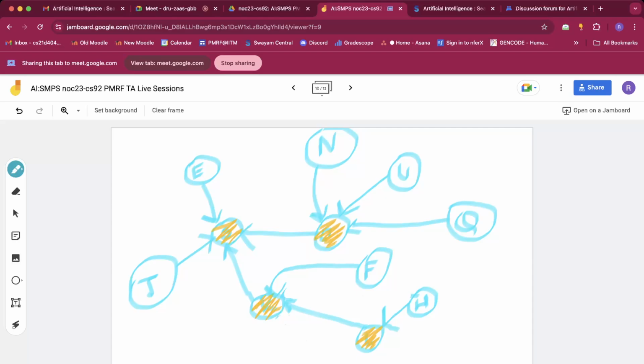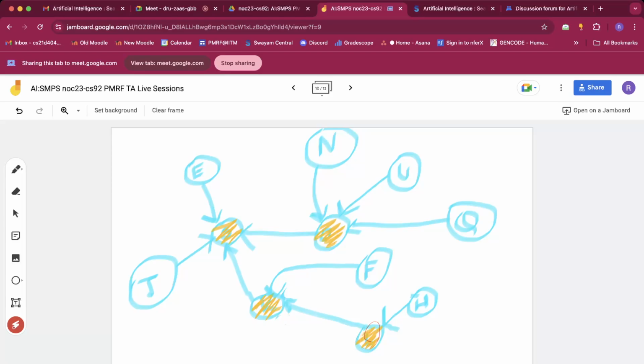Okay, the question may ask you to report this in some order, maybe alphabetical order or some other order, but that is a different question. Now we have to look at the closed list. The closed list that we have consists of S. Let me use a different color. This S, this K, this O and this L.